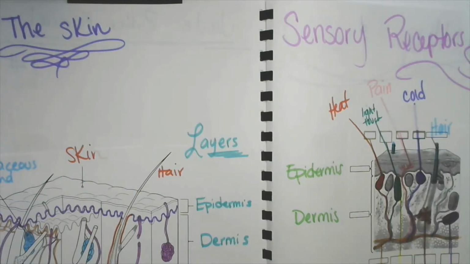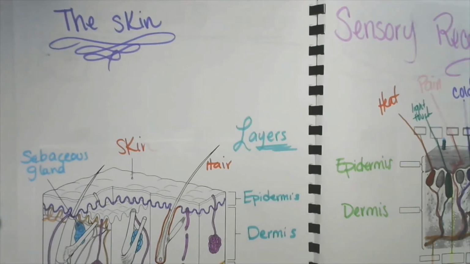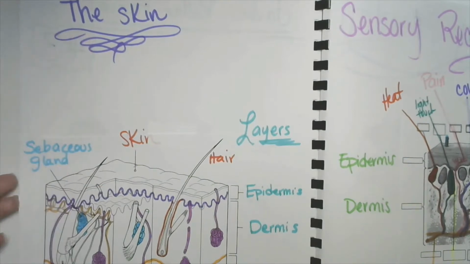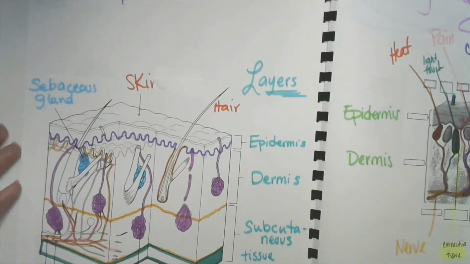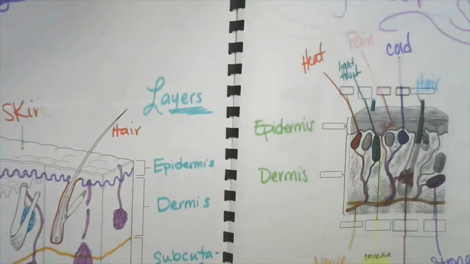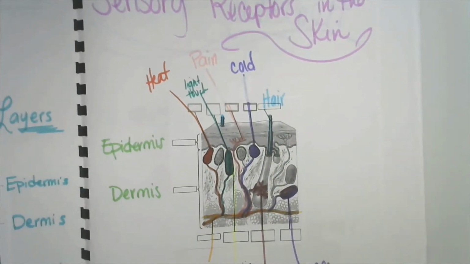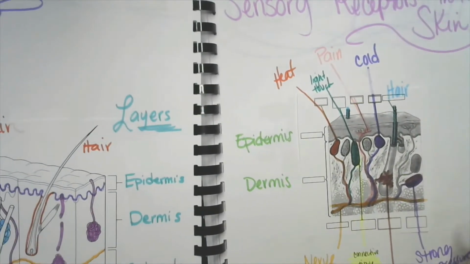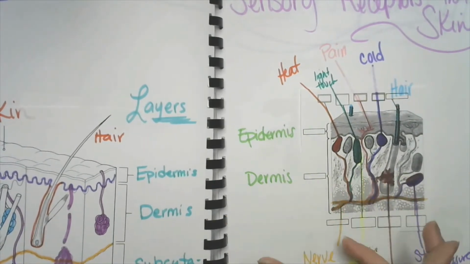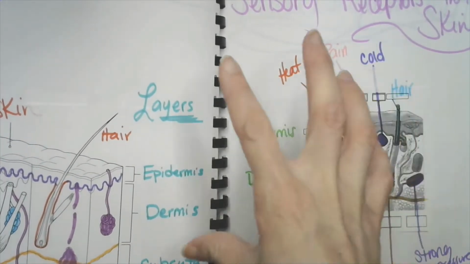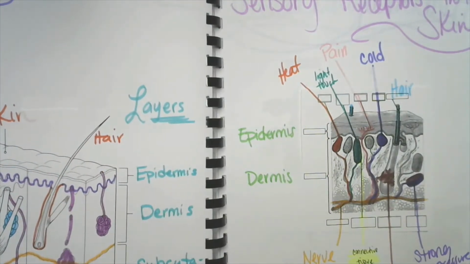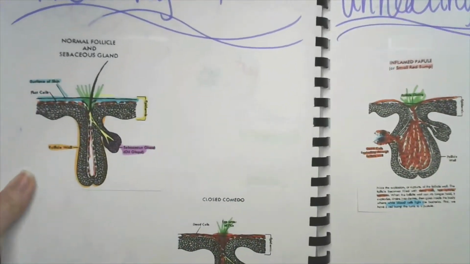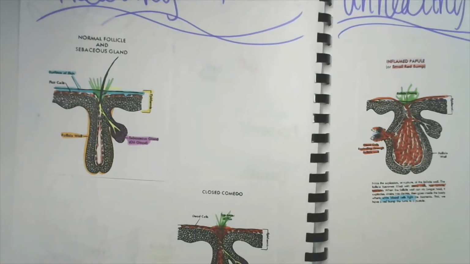All right, guys, let's go ahead and get started by going over what we've already covered. So we did our notes page titled "The Skin," and we went over the structure of the skin. That then took us to our sensory receptors in the skin, which we went into. We did say that both of these were two separate diagrams, but these items are in the same space. Okay, so very, very tiny. Then we went into the healthy and unhealthy skin and how that happens with the normal follicle and sebaceous gland.